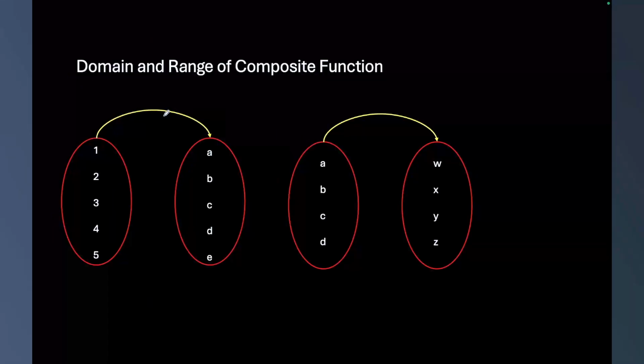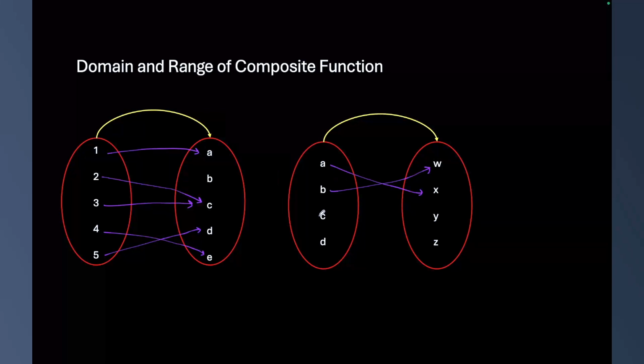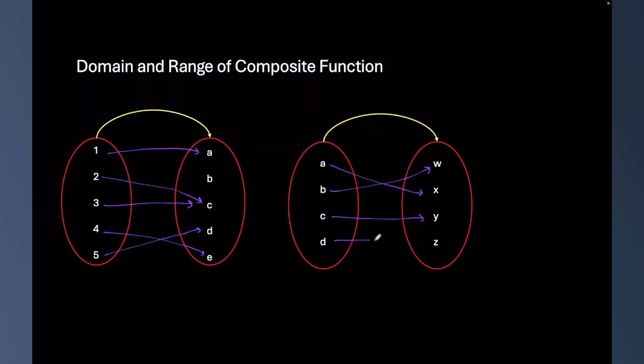Now let's look at just a quick understanding or conceptual logic of domain and range of composite functions. Let's say I have 1 goes to A, 2 maybe goes to C, 3 also goes to C, 4 goes to E, and 5 goes to D. I'm just creating it based on my whims and fancies. Let's have A going to X, B going to W, C going to Y, and D going to Z.